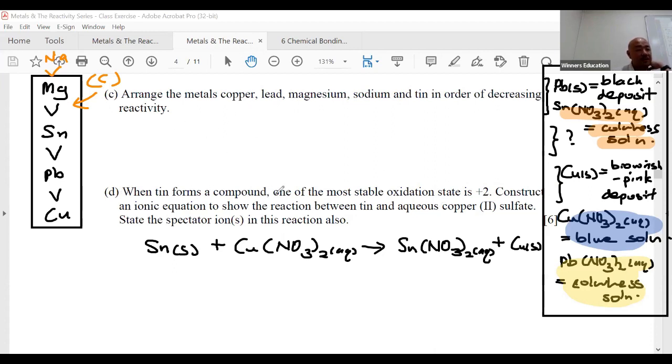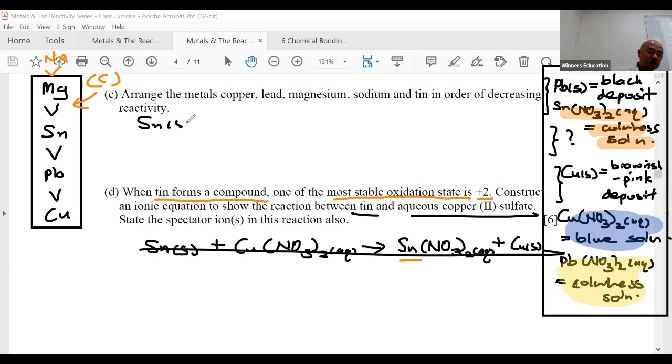D, when tin forms a compound, one of the most stable oxidation states. Can you see? Just what I told you, I know tin here is tin 2 plus. The question tells you one. Right. The oxidation state is very, very similar to the charge of an ion. Remember? That's what I told you. Soon I will go into oxidation state to revise with you again. So when tin forms a compound, it will have +2. So construct an ionic equation for the reaction of tin and copper(II) sulfate. It's not nitrate, so I cannot use this also. Right? So tin and copper(II) sulfate.